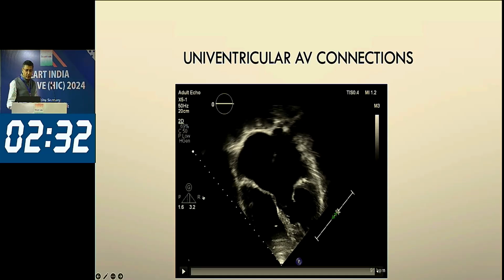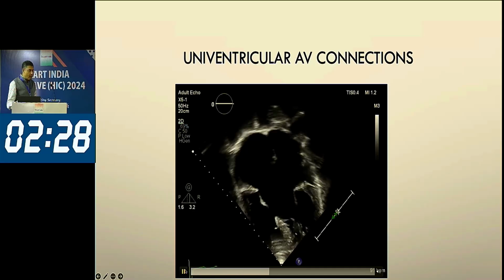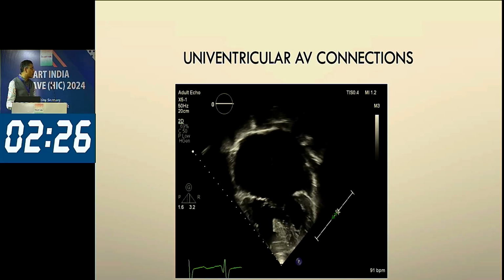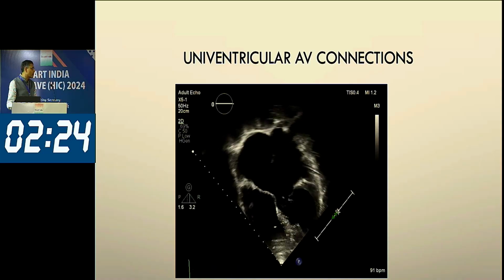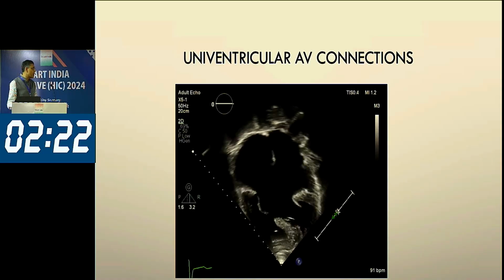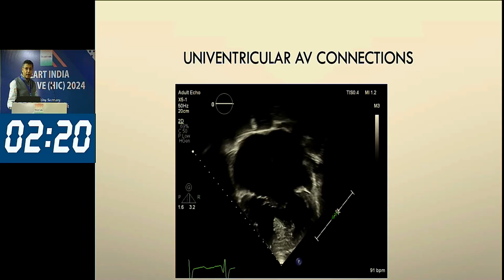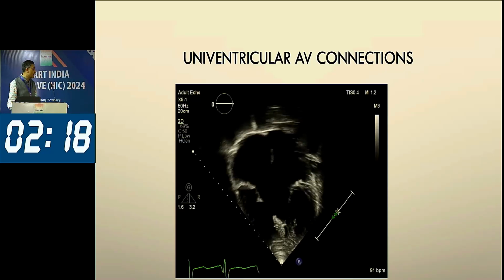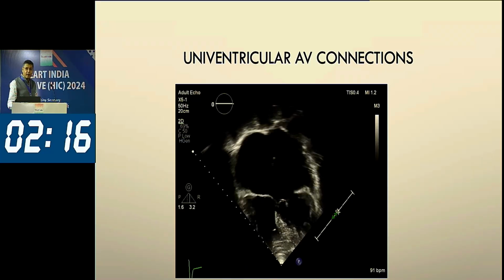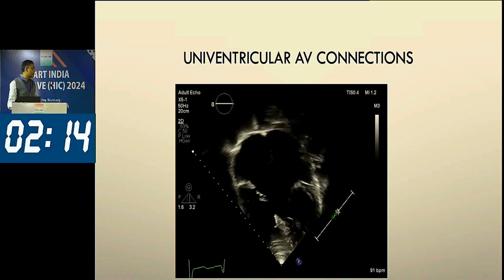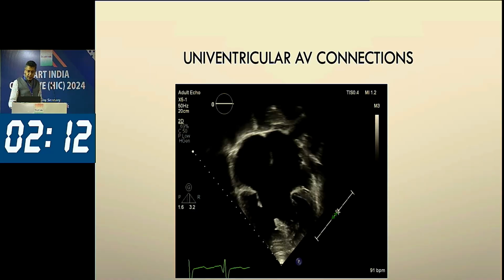Again, one of the forms of univentricular AV connections, where the common AV valve can be seen opening predominantly on this chamber. And now if you look at the morphology of this chamber, this is the right ventricle here because it has a moderator band, and here this is the left ventricle. So again a univentricular connection because of the attachment of the leaflets.